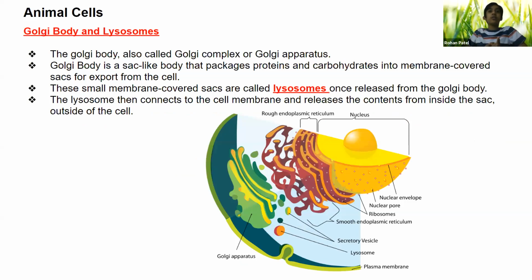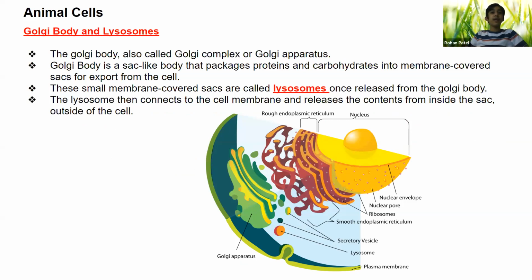Our Golgi body is also known as the Golgi complex or Golgi apparatus. It's a sac-like body that packages proteins and carbohydrates into membrane-covered sacs for export from the cell. These small membrane-covered sacs are called lysosomes. Once released from the Golgi body, the lysosome then connects to the cell membrane and releases contents from inside of the sac to outside.